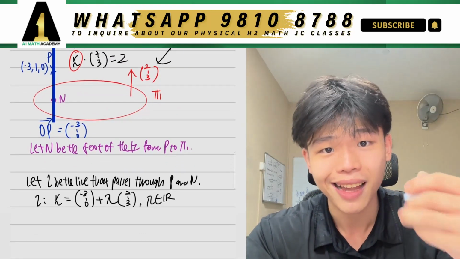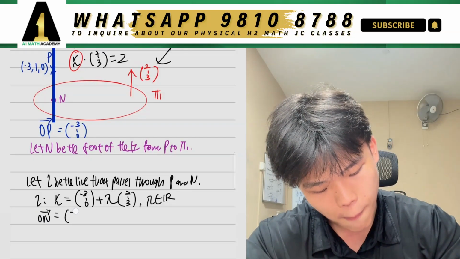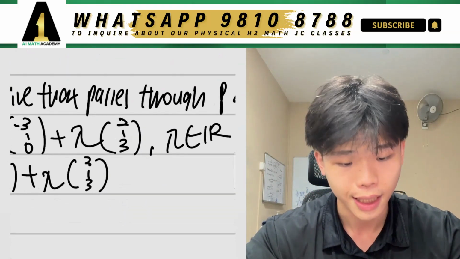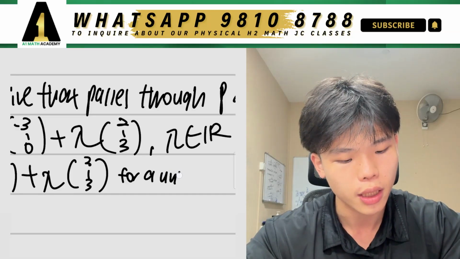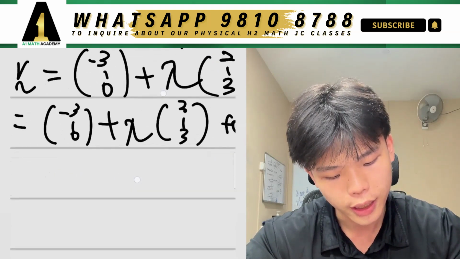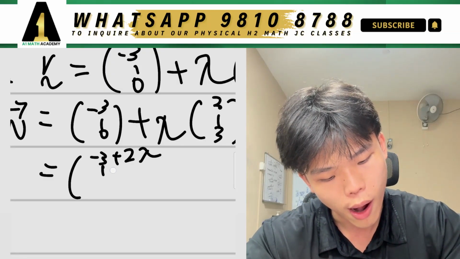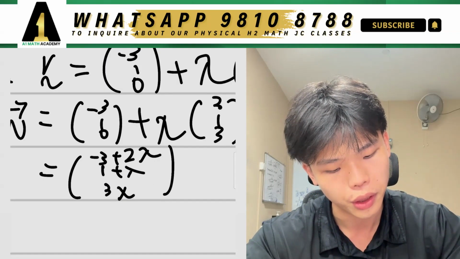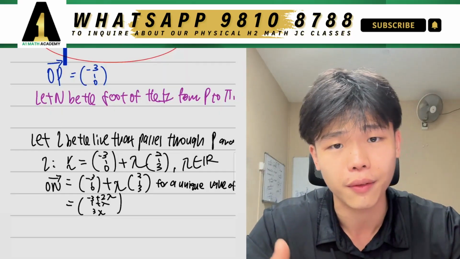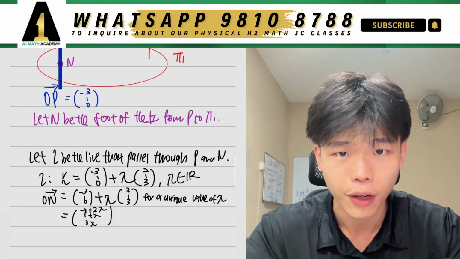So since N lies on the line, we can say that ON equals (-3, 1, 0) plus this scalar multiple, for a unique value of the scalar multiple. We can then combine this to give us (-3 plus 2 scalar multiple, 1 plus scalar multiple, 3 scalar multiple). So we know that ON has these coordinates, but it's for a very specific value of the scalar multiple. So how exactly do we find this specific value of the scalar multiple?